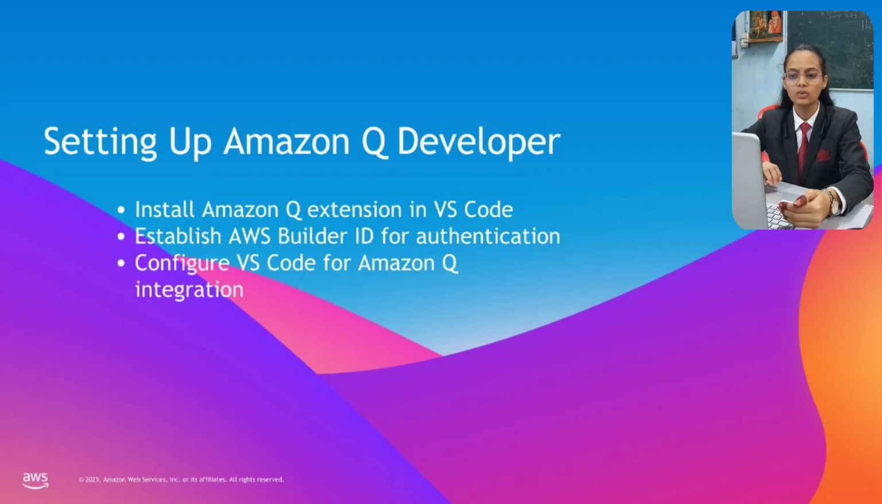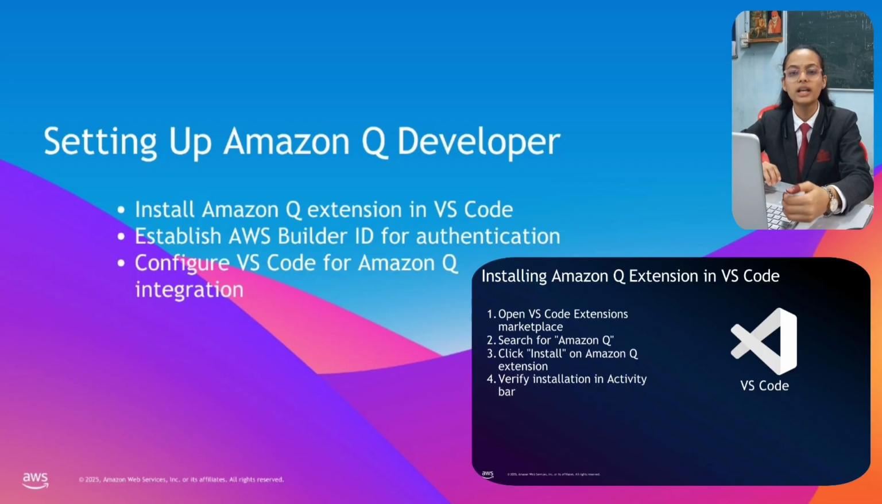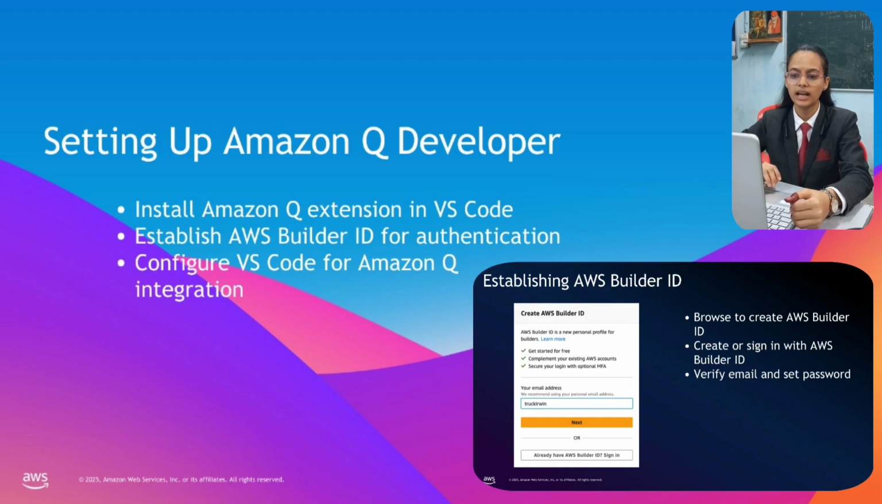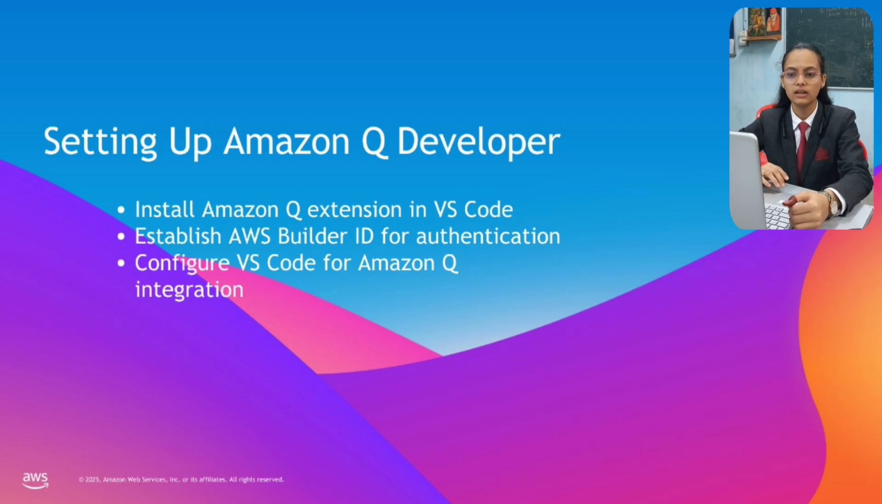Now, let's see how to set it up. You need to install the Amazon Q extension in VS Code, then create or sign in with an AWS Builder ID, then configure VS Code to integrate with Amazon Q.